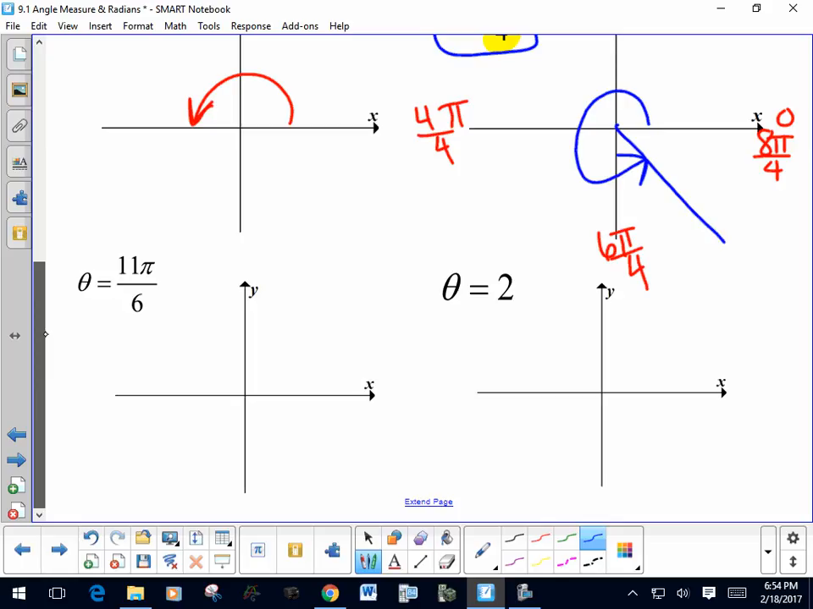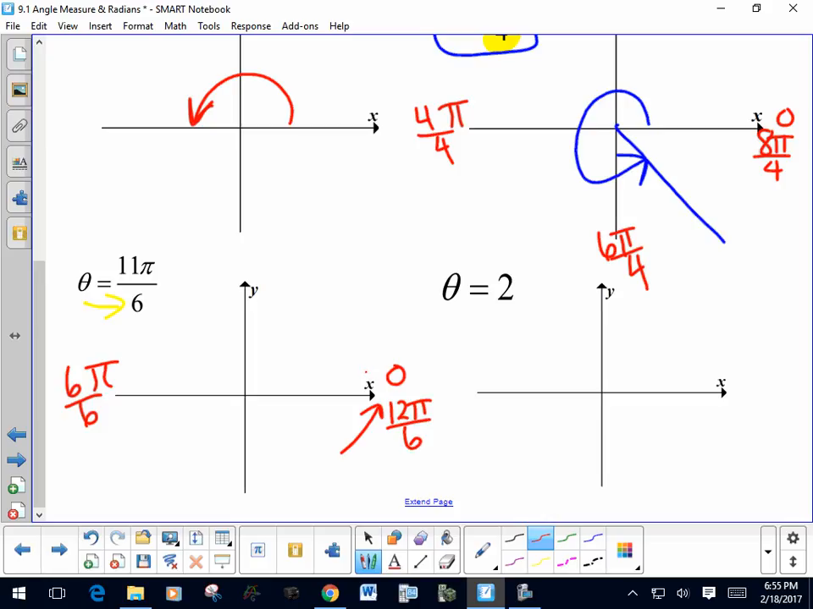Let's try it with a different denominator now. We tried a couple of fourths. Let's think in sixths now. 11 pi over 6. Well, we know this is 0 and this is pi. So if we're thinking in sixths, then this would be 6 pi over 6. Well, if this is pi, if I come all the way back over to here, that's double that rotation. So this is 12 pi over 6.